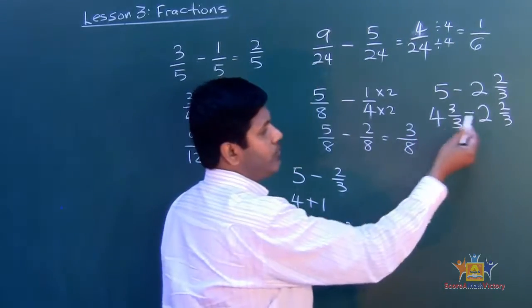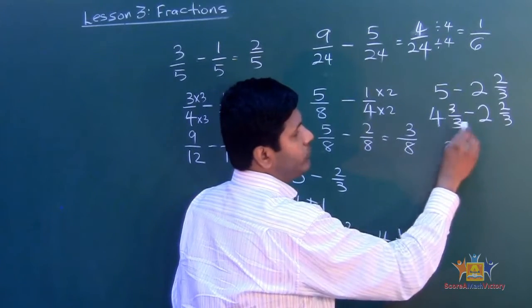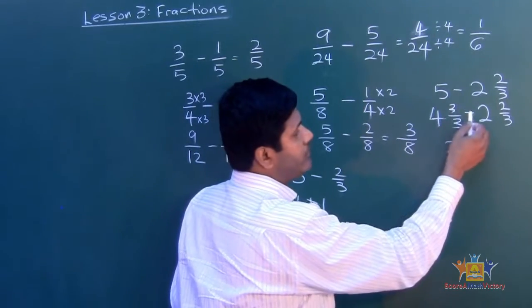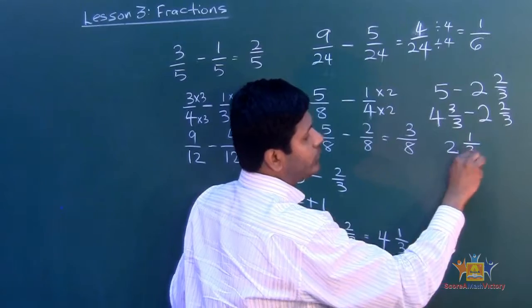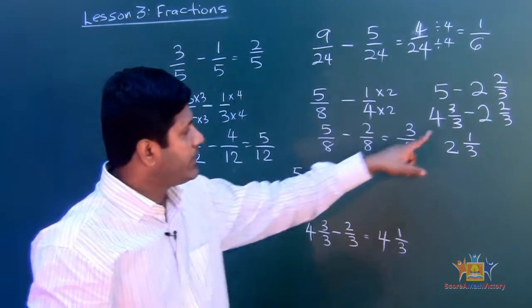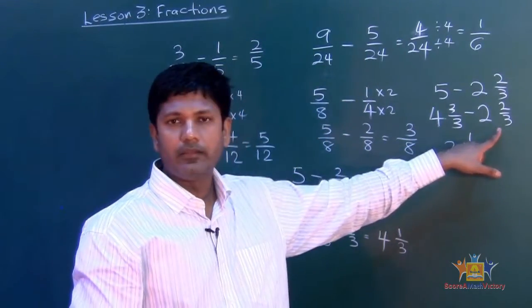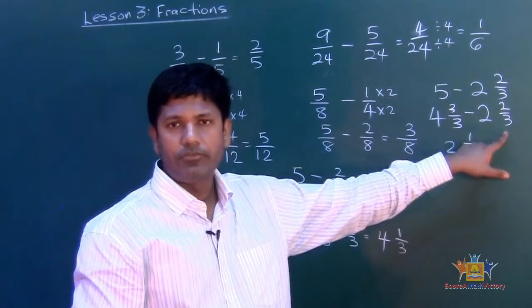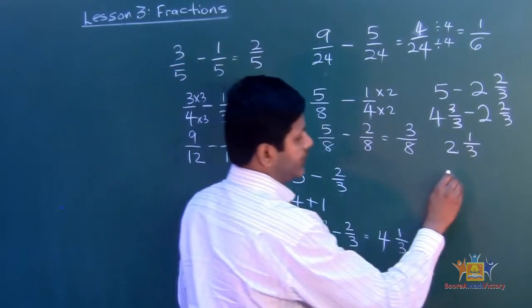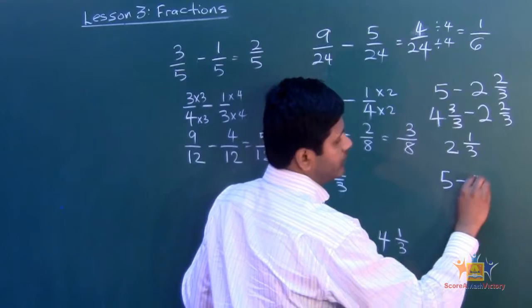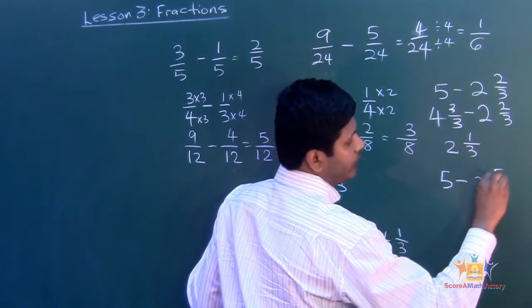Okay, so 4 minus 2 is 2. 3 and 3, the common denominator. 3 minus 2 is 1 over 3. Do you see why I changed it to 3 over 3? Because this denominator is 3. Let's say, for example, if this had been 5 minus 2 and 5 over 7.